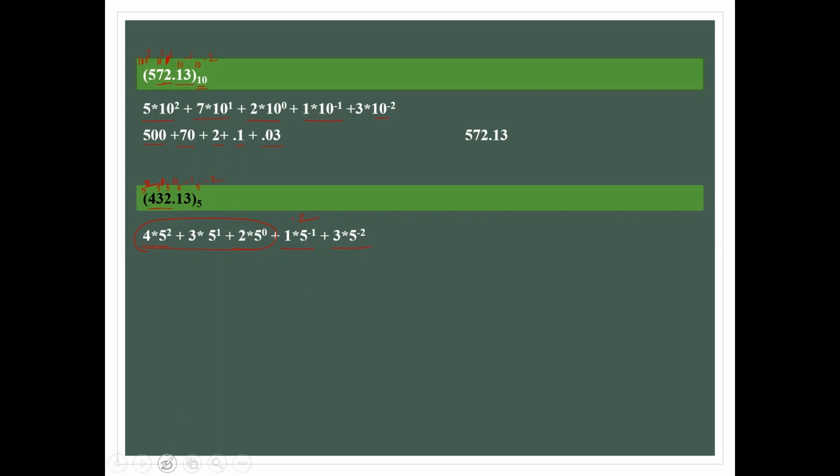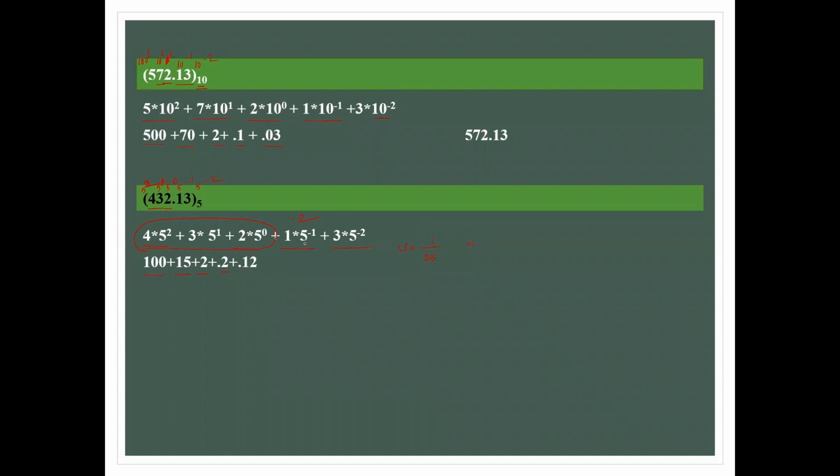So let's have a look how the calculation goes on. So 4 into 25 becomes 100, 3 into 5 becomes 15, 2 into 1 is 2. Now this is 0.2 here. Now 3 into 1 divided by 5 square is 25. Now 1 by 25 is going to be how much? 1 by 5 is 0.2.